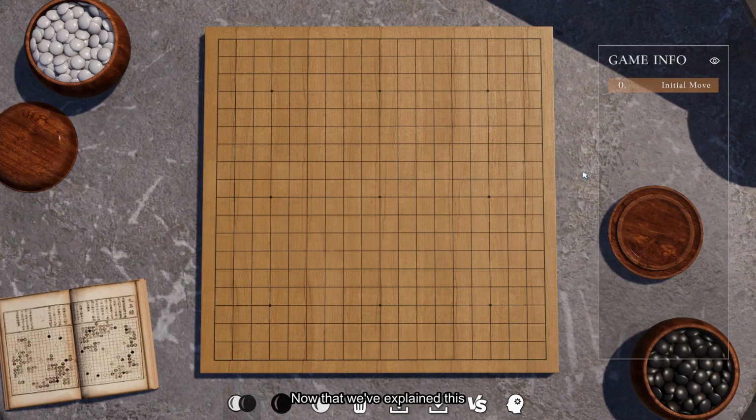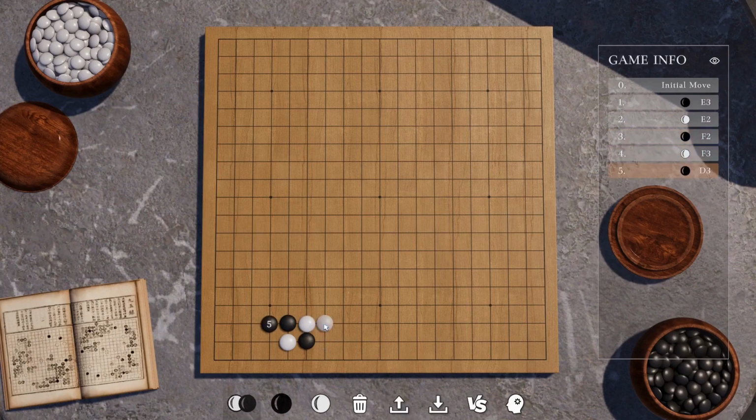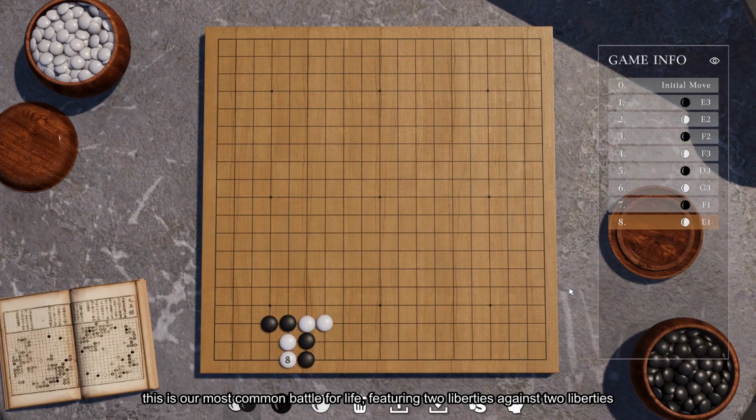Okay, now that we've explained the concept of a battle for life, let's take a look at a battle for life situation. Let's first set up a shape like this. This is our most common battle for life, featuring two liberties against two liberties. First, we need to find the main targets of the battle, meaning we must figure out exactly which stones are involved in the battle for life.